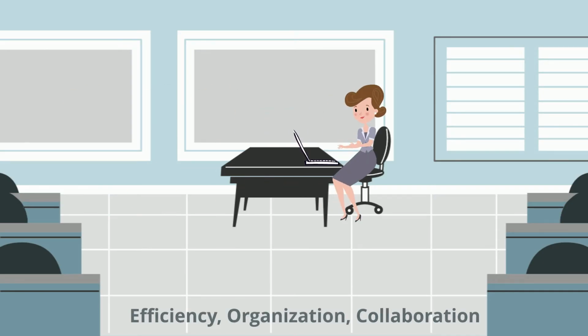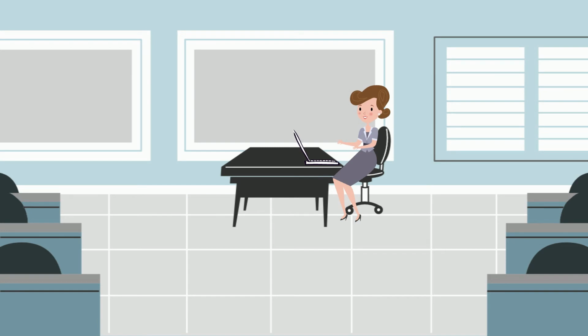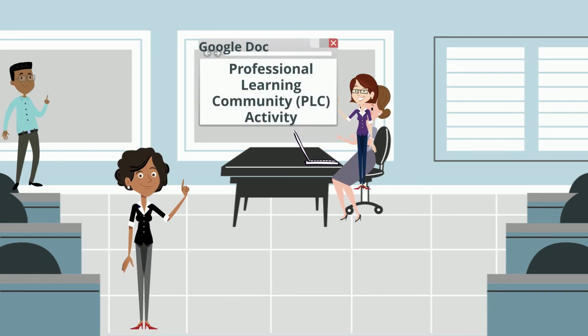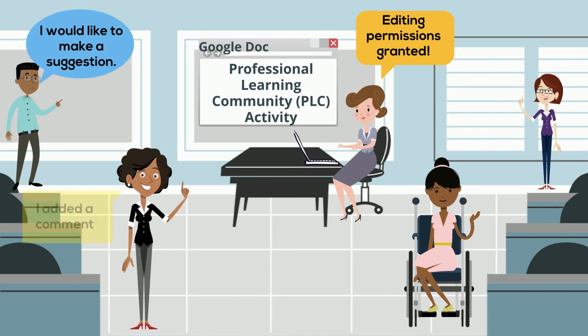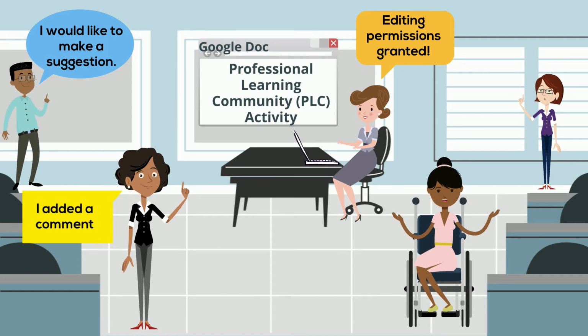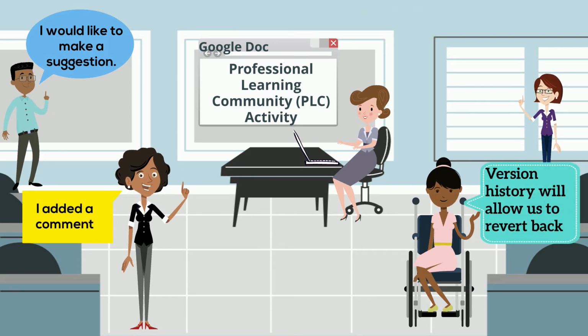Training also highlighted ways to use Google tools to improve efficiency, organization, and collaboration with coworkers. For example, in Google Docs, I can share a PLC activity summary with my team members and allow editing permissions. Members can suggest edits and make comments. Version history will allow us to revert back to an earlier version if necessary.